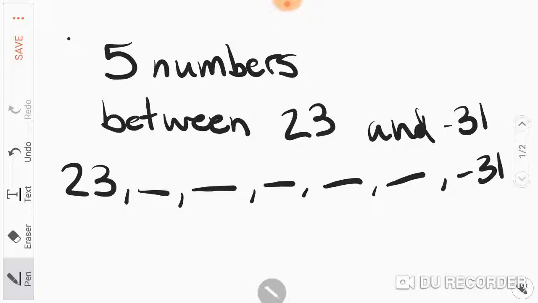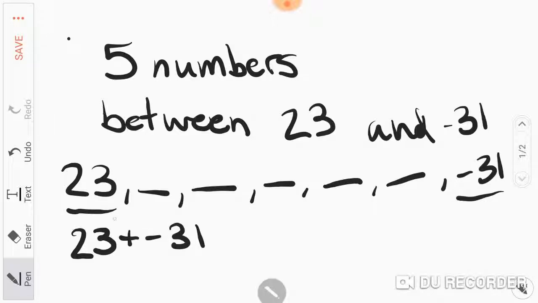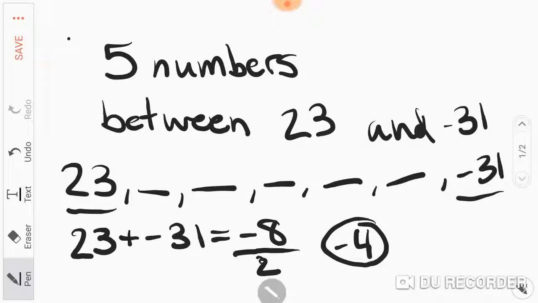Now, the first step is that you need to find the average of the first number, 23, and the last number, -31. So in order to find the average, you add the two numbers together. So you do 23 plus -31, or just 23 minus 31, and that would give you -8. Now, to finish up finding the average, we would need to divide this by 2. And we would get -4. Now this -4, since it's the average, will be the middle number. So we'll have -4 right here.